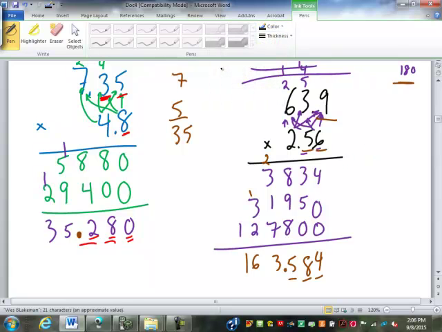How many of you got 163.584? Cool. How many of you are on your way there but just ran out of time? Okay.